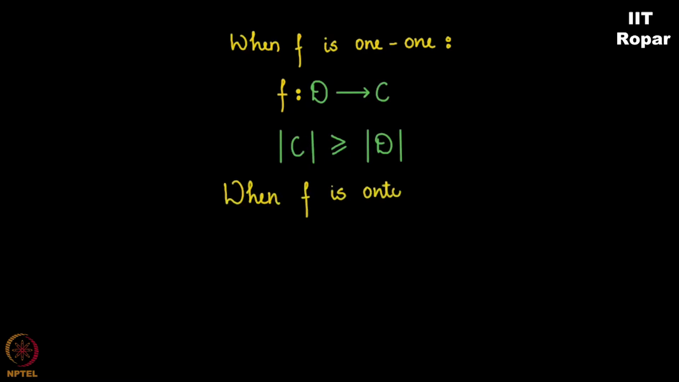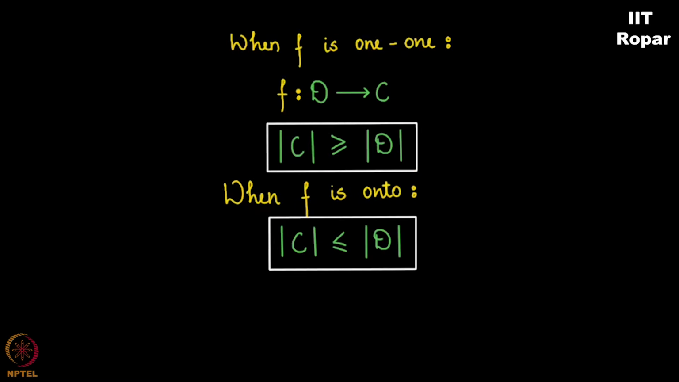Given that f is 1-1, but I'm saying something else as well. I'm saying f is also onto. Now 1-1 means C is greater than or equal to D, I mean cardinality of it, right? And onto means no element in the codomain is left out, which means the number of elements in the codomain is less than or equal to the number of elements in the domain. That's what onto stands for. So look at these two statements. Put together, they give us that the number of elements in C is in fact equal to the number of elements in D.